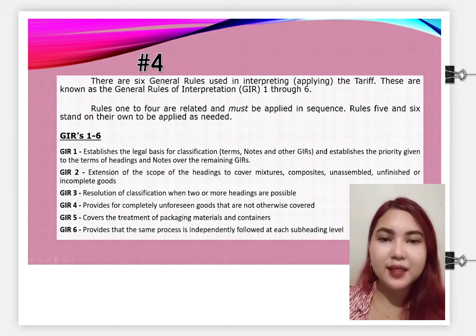Once goods have been classified to the heading level by the use of International Rules 1 to 5, then classification to the subheading level can now take place by repeating International Rules 1 to 5 and taking into account any related legal notes.